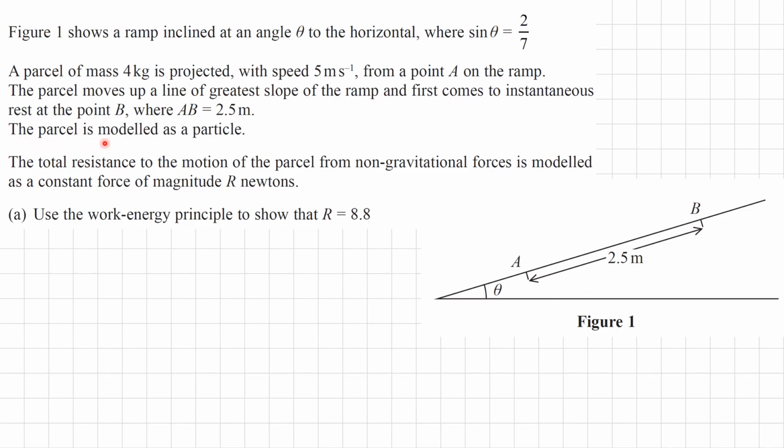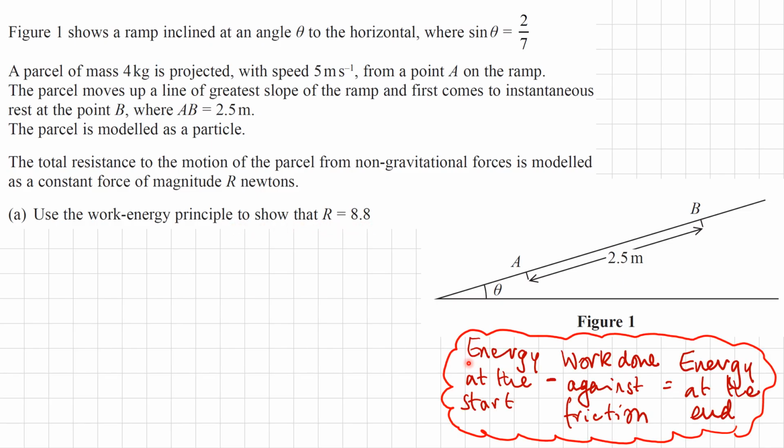The parcel is modelled as a particle. The total resistance to the motion of the parcel from the non-gravitational forces is modelled as a constant force of magnitude R newtons. Part A: use the work energy principle to show that R is equal to 8.8.